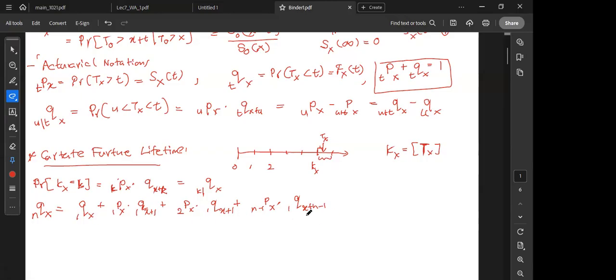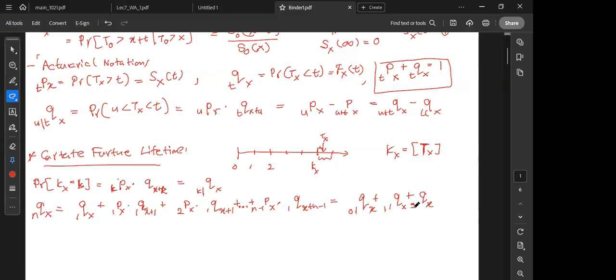So the summation of these terms can be used to define the death probability of a person at age x, and death occurs within the next n years. So one can write it in the same deferred probability notation, and it will be like this.